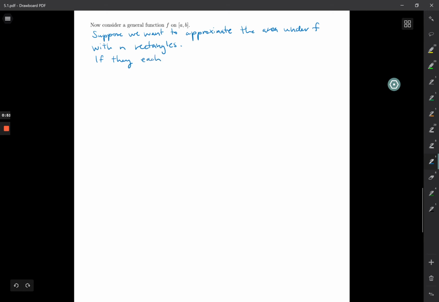So if they each have equal width, which we usually suppose that they do, then since we are approximating on this fixed interval, a to b, the width must be... so we would just take the length of our interval, that would be b minus a, and we chop it up into n pieces, so we just divide it by n, and that will give us the width of each interval. So this is a useful formula to have, so just make a note of this.